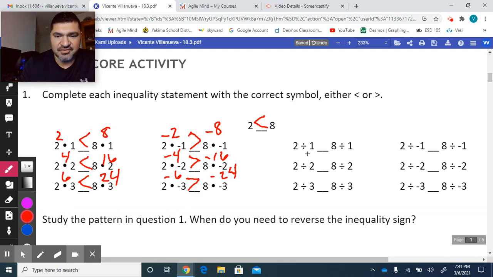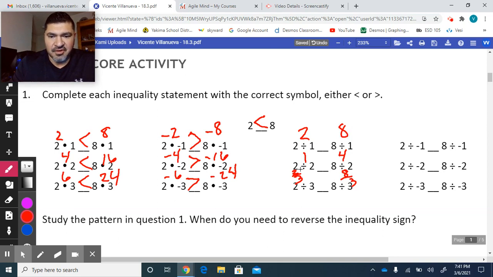This is division. 2 divided by 1 is just 2. 2 divided by 2 is 1. 2 divided by 3 is, well, we're going to leave that as a fraction. We're going to say 2 thirds. Over here, 8 divided by 1 is 8. 8 divided by 2 is 4. 8 divided by 3, well, we're going to leave that as a fraction. 8 divided by 3.